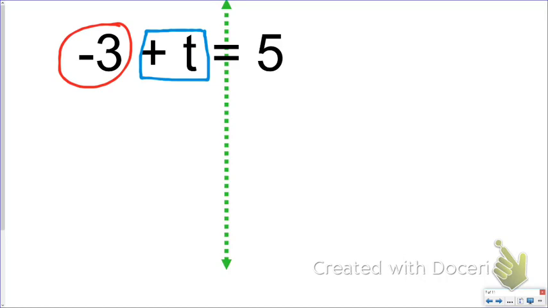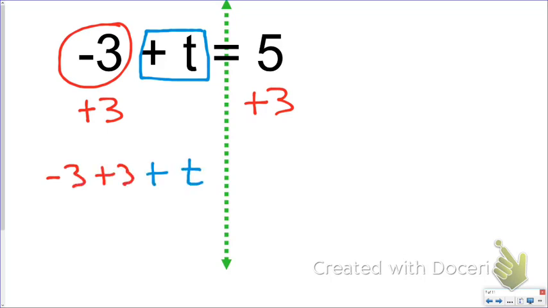To isolate it, I focus on the numbers that are with the variable. So what's the additive inverse of negative 3? What's the opposite of negative 3? How do I get 3 to 0? I add 3. Whatever I do to one side, I have to do to the other. So I add 3 to this side. So basically what I have here is negative 3 plus 3 plus t is equal to 5 plus 3.